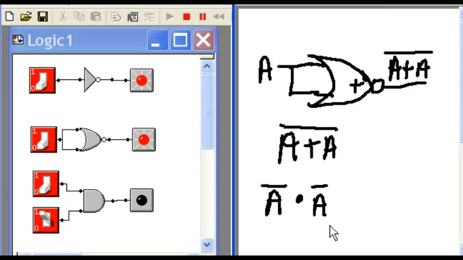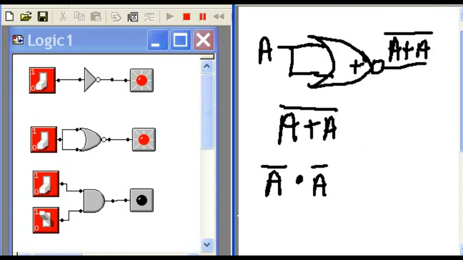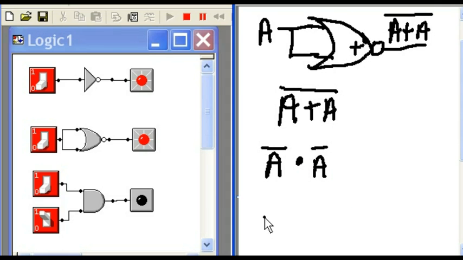Now, what do we do with this? We use a little bit of Boolean algebra. Let me take the factor A not, and I'm going to multiply it by something that will give me A not. What can I multiply A not by to give me A not? And the answer is 1. Bring down the AND. A not times what will give me this A not? And the answer is 1.